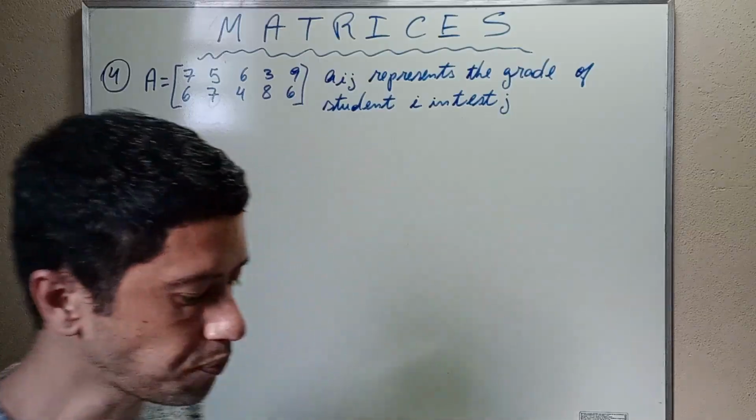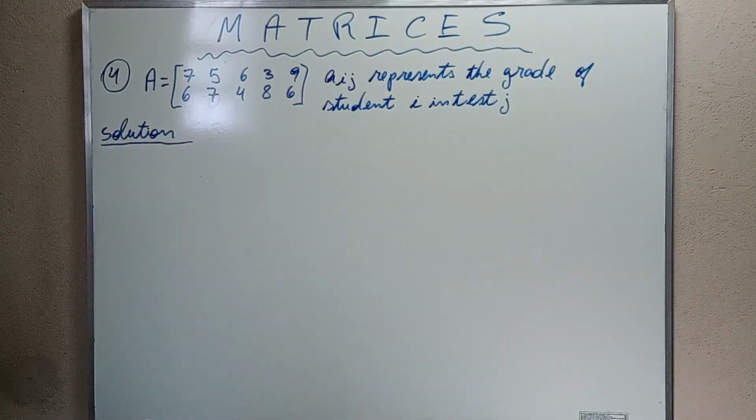Exercise number 4 now. 2 students took 5 tests. The matrix shows in each entry Aij the grade of student I in test J. The question: by how much was the average grade of student 2 higher than the average grade of student 1? Okay, my friends, this is the exercise. Let's go to the solution.